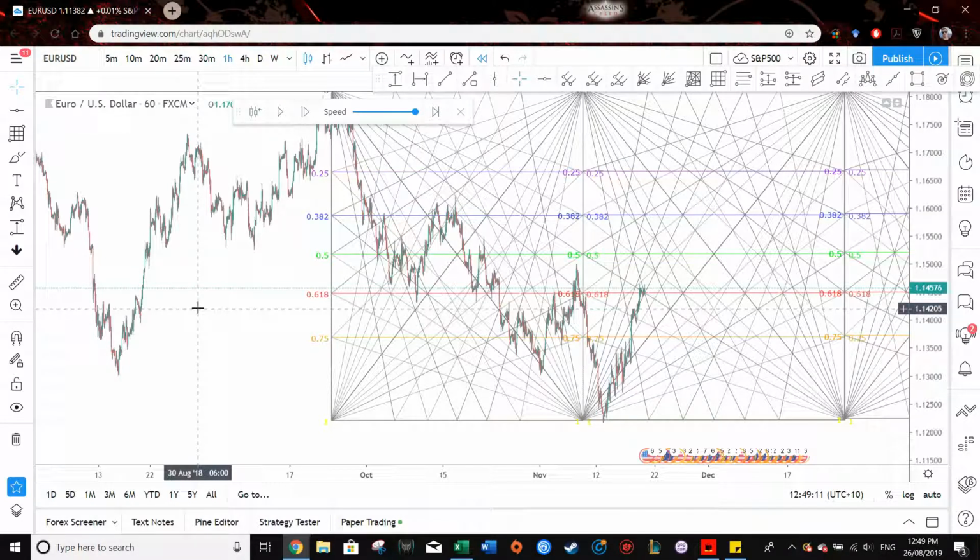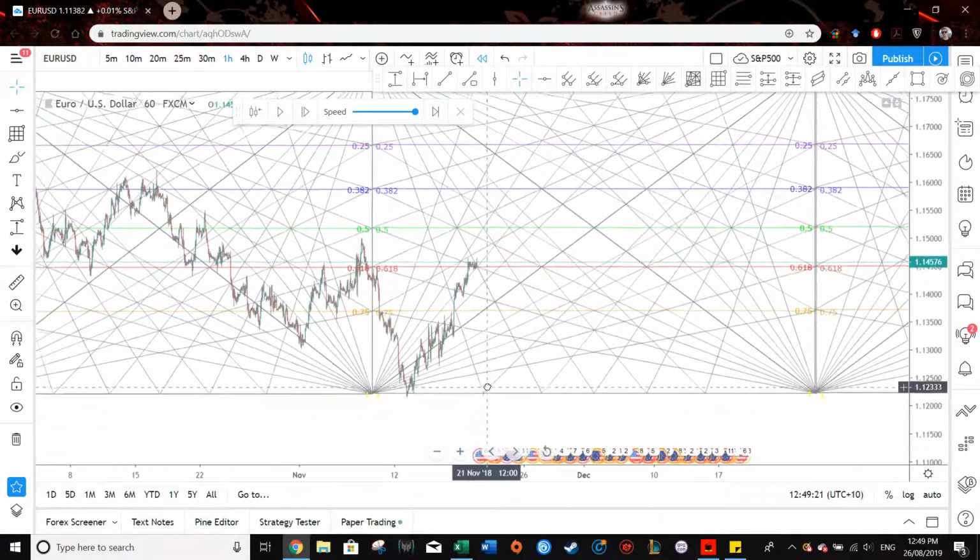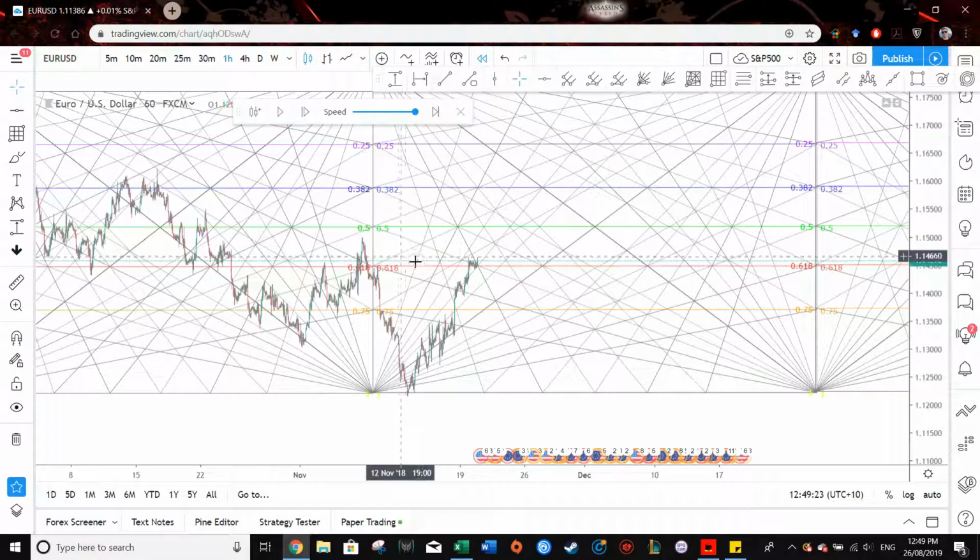Sell, because it's forming lower highs, lower lows, and then we're at the lower high right now. Mhm. With that line in the middle. I don't know which line that is. This one? Yeah, that. Okay, that's correct.